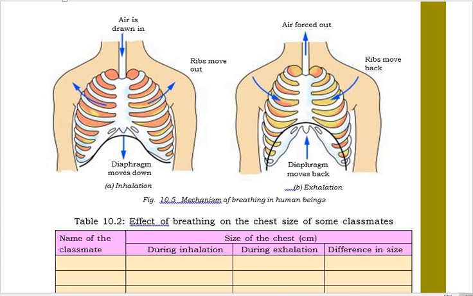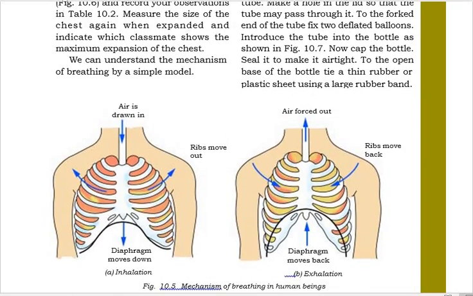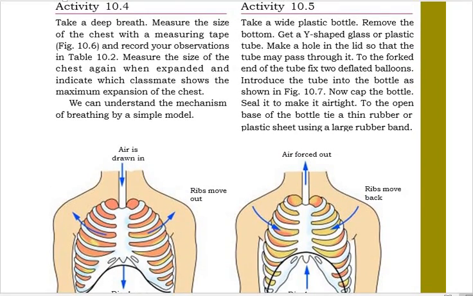Like that, different persons' chest size will increase in different ways according to their body. This way you can make a record of your friends with the help of a measuring tape, for inhalation and exhalation. In this picture you can see how the air enters the lungs, what changes happen in the chest cavity, and what changes happen when exhalation takes place.